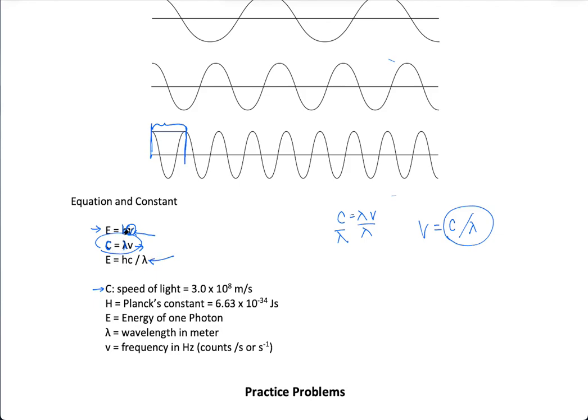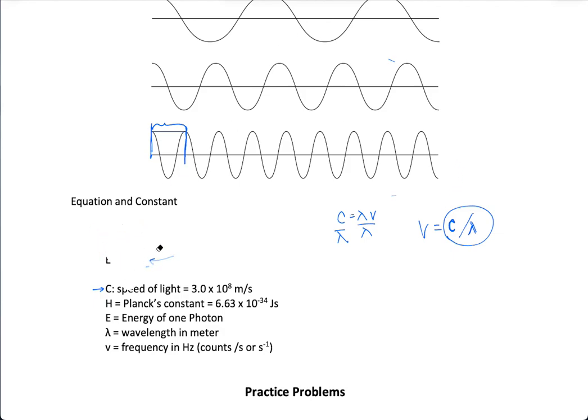The original equation was the constant multiplied by the frequency, but instead of frequency, we substitute the ratio of the speed of light divided by lambda, that is, the wavelength.